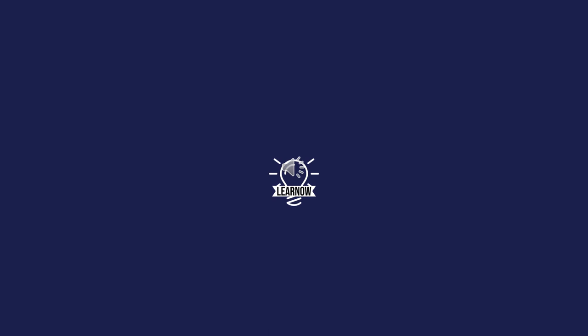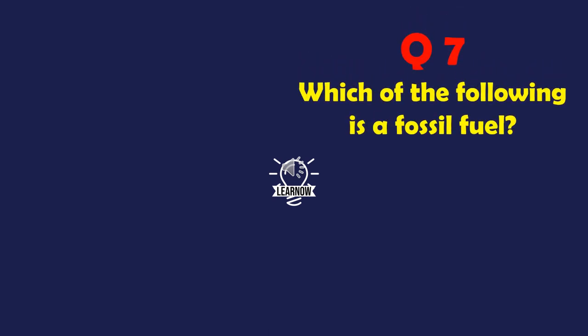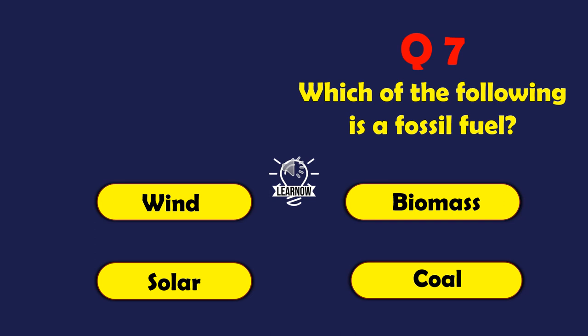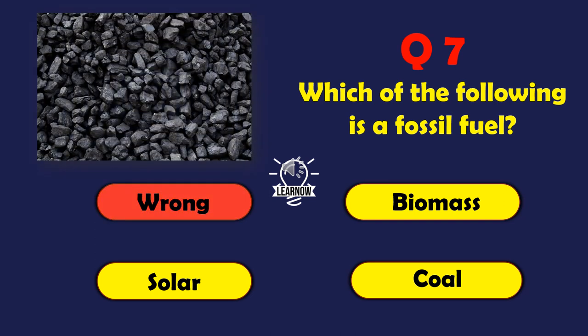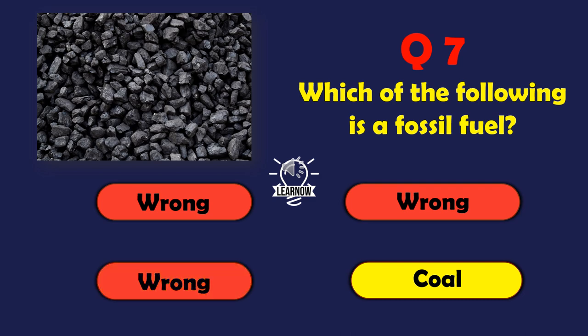So question number 7 is, which of the following is a fossil fuel? Let's see the options then to find out which of the following is a fossil fuel. Wind, let's find out the correct answer. Is wind a fossil fuel? Wind is not a fossil fuel. Biomass, biomass is also not a fossil fuel. Solar, solar is the energy of the sun. It is also not a fossil fuel. So coal is the correct answer. That means coal is a fossil fuel. Next question, question number 8.